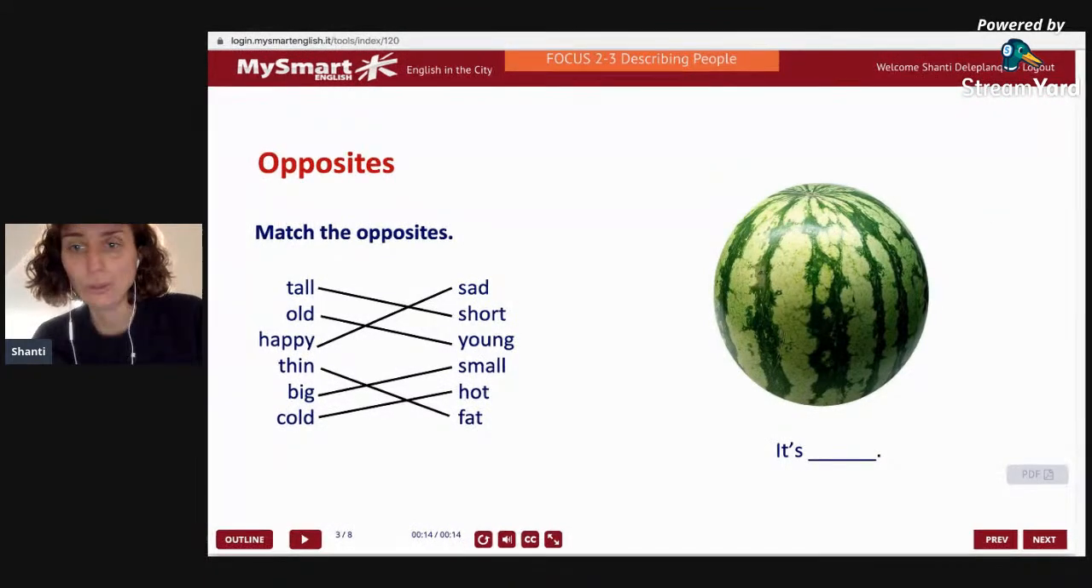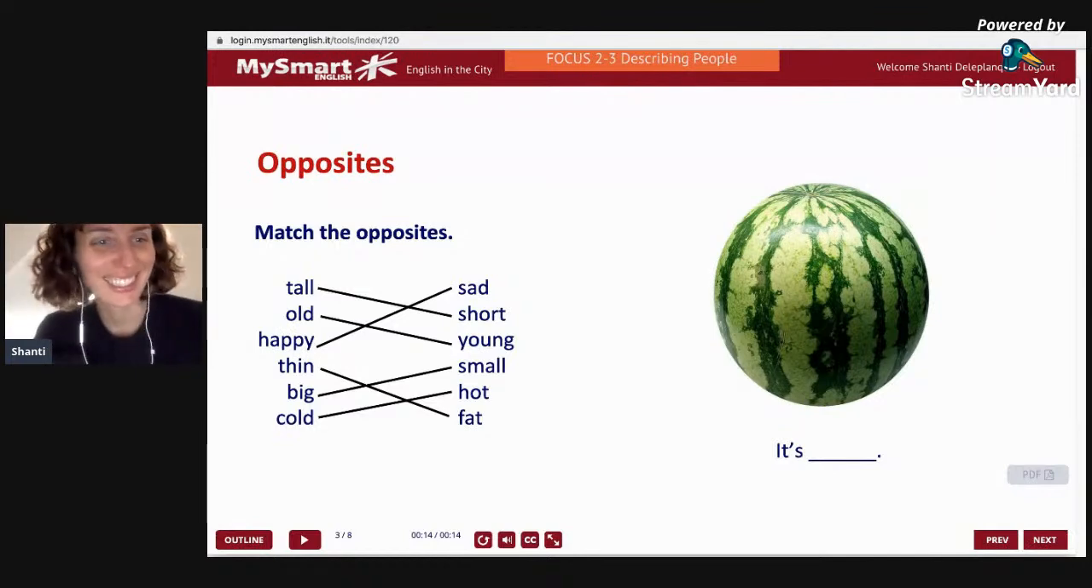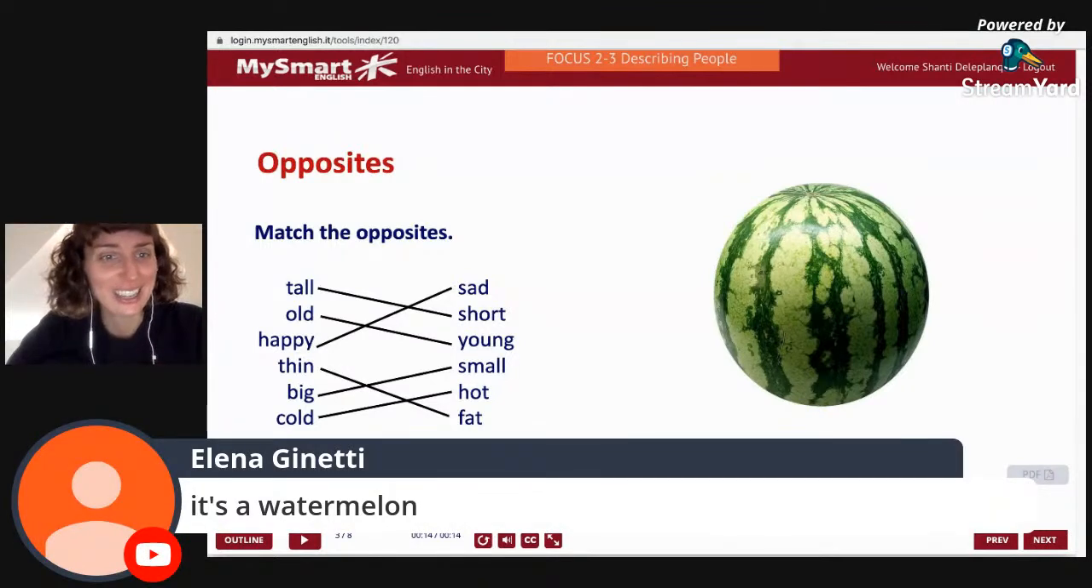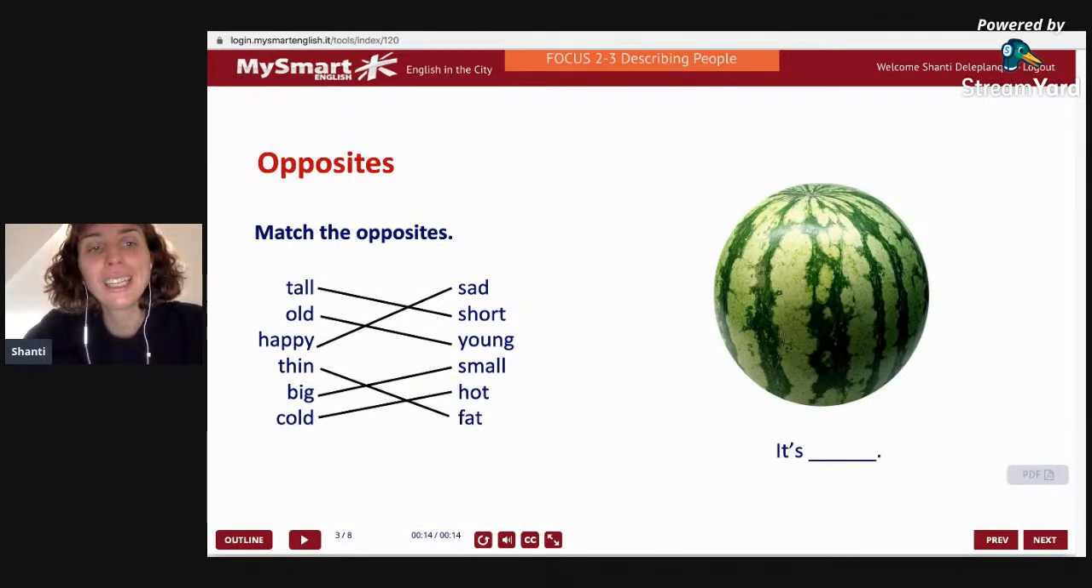What about this fruit? Do you know the name of this fruit? What is it? It's a summer fruit. It's also sweet. What's the name of this fruit? Do you know this fruit? Yeah. Elena knows it. She says it's a watermelon. Yeah, definitely a watermelon.